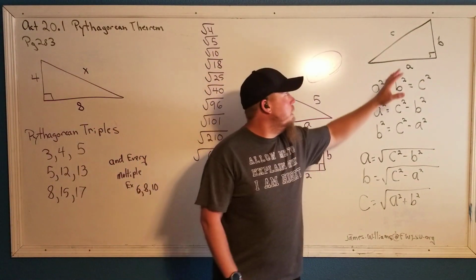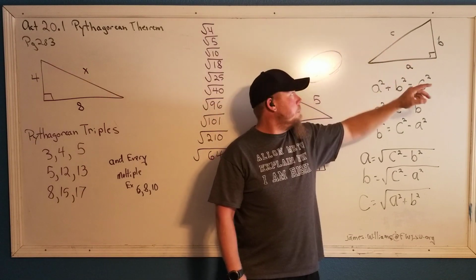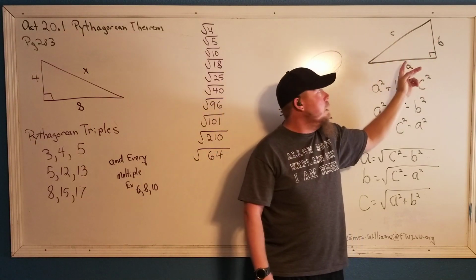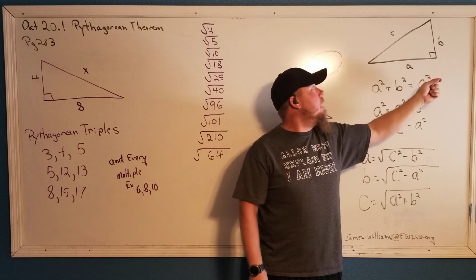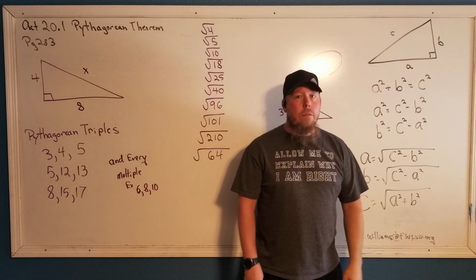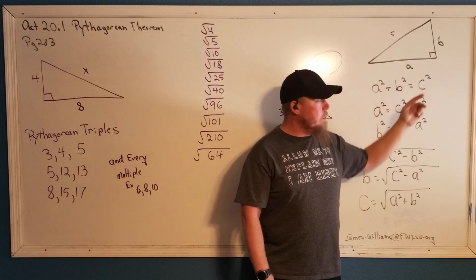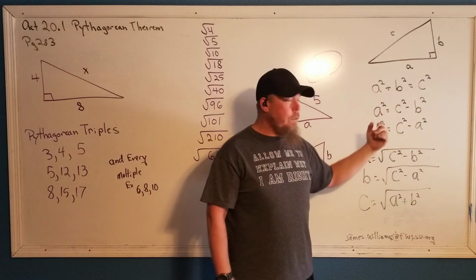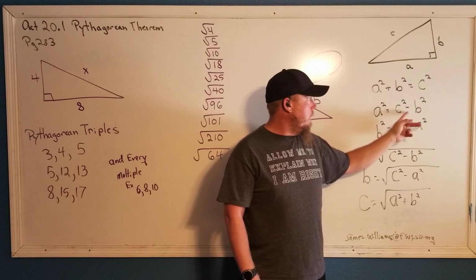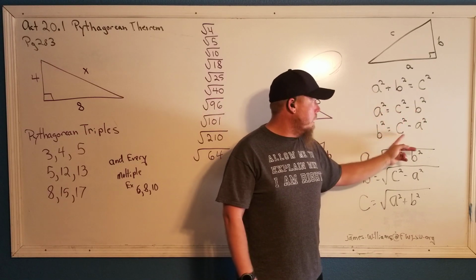So in middle school, you learned the Pythagorean theorem. Given a right triangle, the two legs of the right triangle, when you squared them and added those sums together, you got the square of the third side, or the hypotenuse. And so here was the original Pythagorean theorem: a squared plus b squared equals c squared. And then what I've done is I've solved for the other letters. So a squared equals c squared minus b squared, or b squared equals c squared minus a squared.